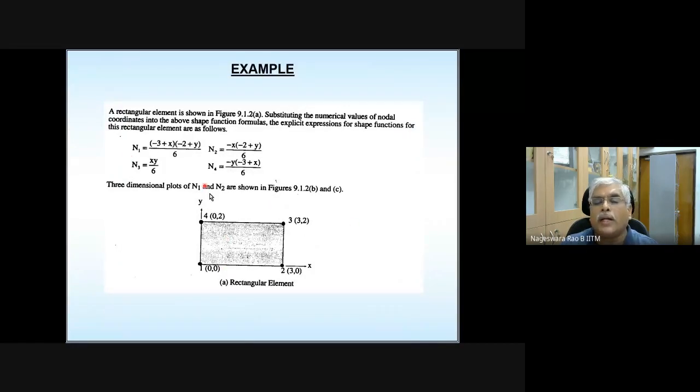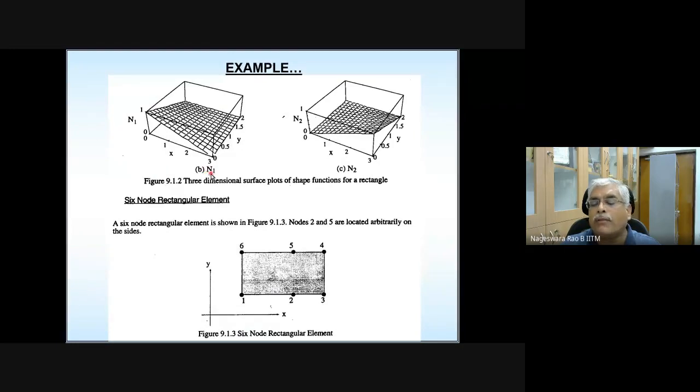For the 4-node element, taking the specific values of these coordinates, the expressions for all the shape functions are written, and these shape functions can also be plotted, and that is what is shown here. Plot of N1 and plot of N2. You can see here, this is a 3-dimensional plot. This plot is obtained using Mathematica software, and you can see how the shape function N1 is varying.